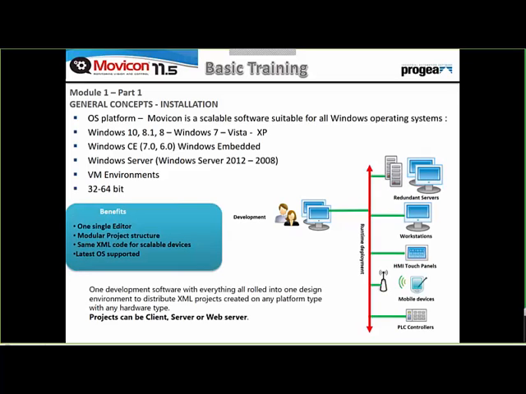Okay, just before starting with some examples, some general information, general concepts about Movicon. It is scalable software. That means it is suitable for all the Windows operating systems. Starting from the newest, we always support the latest operating systems, like Windows 10, 8.1, 8, and going into the past, Windows 7, of course, is supported.